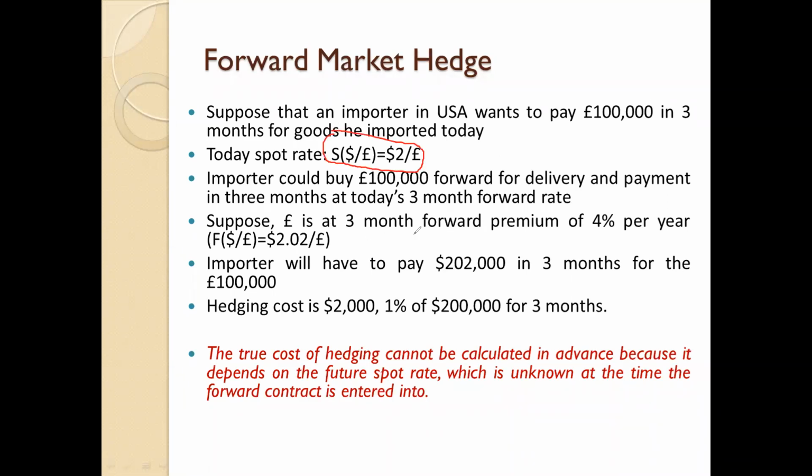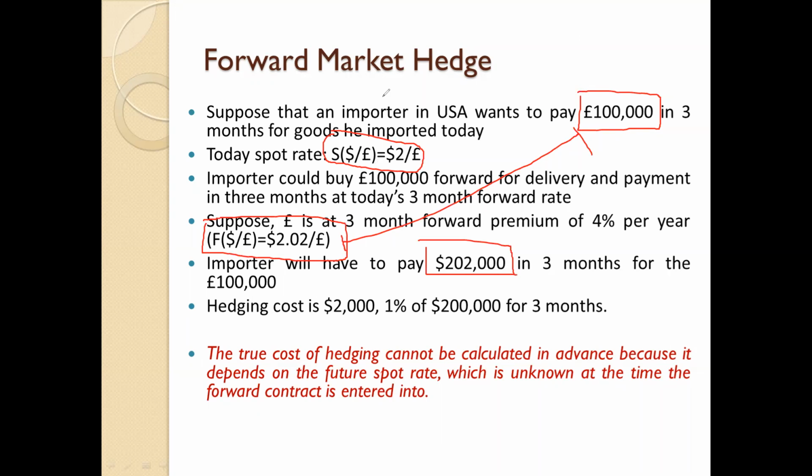Therefore, he entered into the forward buying contract. Right? So he agreed to buy pound 100,000 after 3 months with the pre-specified rate agreed today. So that is the agreement rate. Right? So when the 3 months is over, he pay $202,000. Right? You can calculate it with the 100,000.